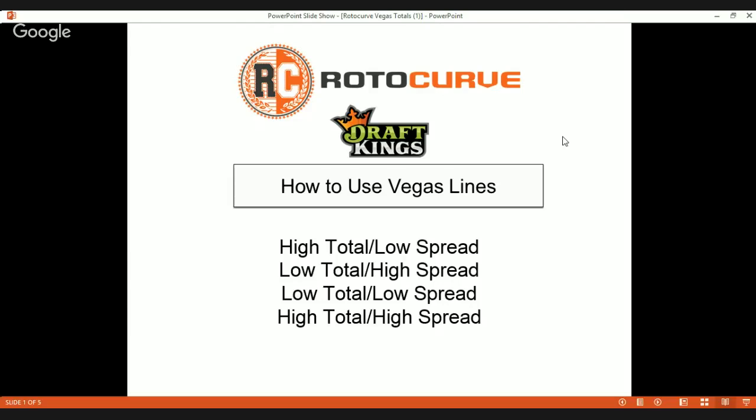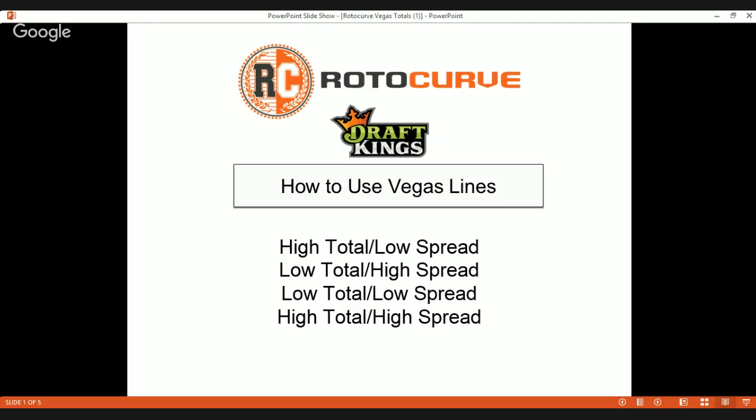So let's call up the slideshow and we can get into the different types of games we're going to talk about. There's basically four types of games that we're going to see on any given night. We're going to see games with a high total and a low spread. We're going to see games with a low total and a high spread. We're going to see games with low totals and low spreads, and we're going to see games with high totals and high spreads. Now, each one of these four types of games has a different set of players that we would look to be targeting in those games. So what we're going to try to do is talk about each one and which players would be the ones that you want to be looking at in those certain types of games.